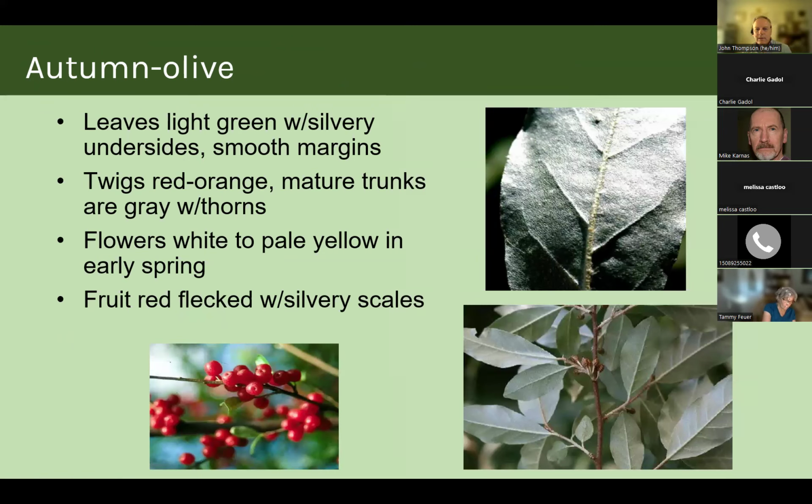So autumn olive you can recognize because the leaves are, and this is really prominent, silvery underneath, and the leaves also have smooth margins. The twigs are red to orange, and the mature trunks might be gray and have thorns. It flowers in the spring with white to pale yellow flowers, and its fruit is red, but it has little silvery specks or scales on them.